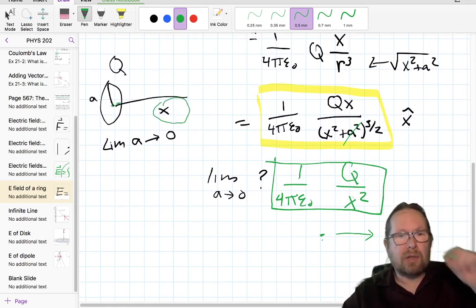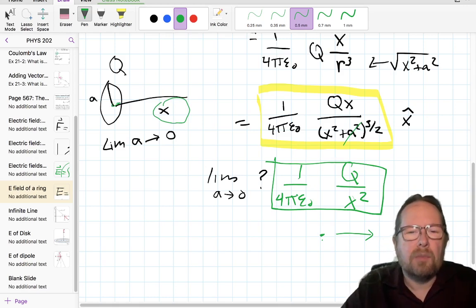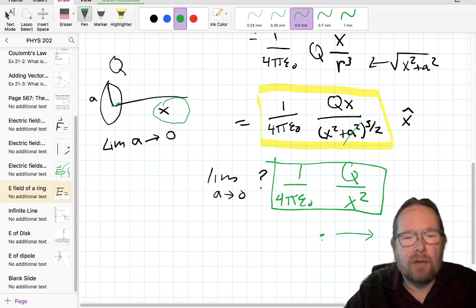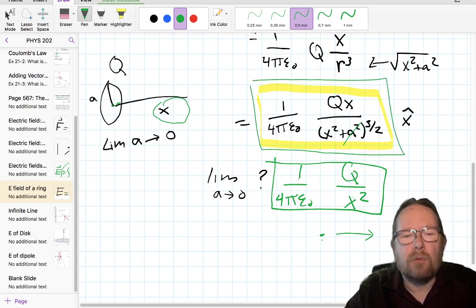Okay? We will actually use this result a couple times in finding the electric fields of other objects. So file this expression away, 1 over 4 pi epsilon naught, the charge times the distance divided by x squared plus a squared to the 3/2, because we will see it again.